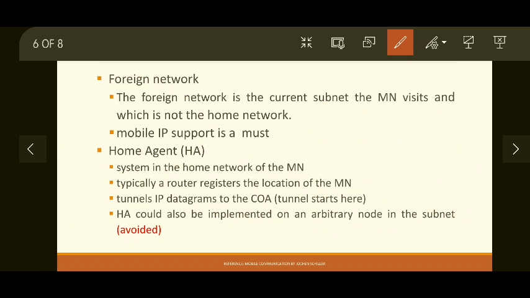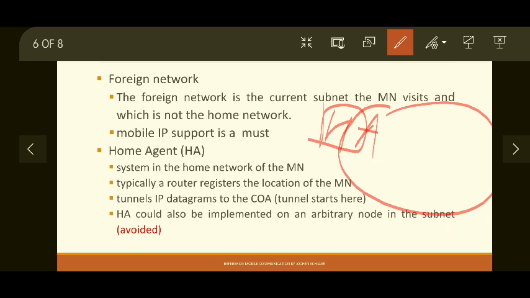Next term is the home agent. Every subnet is associated with one router. In mobile networks also this will be the case. So the home agent is a system in the home network of the mobile node, obviously, because its name is home agent. A home agent is typically a router which registers the location of the mobile node. Every subnet is associated with one router. This router is nothing but your home agent. Okay, this router is responsible for tunneling the IP packets to the care-of address, COA.